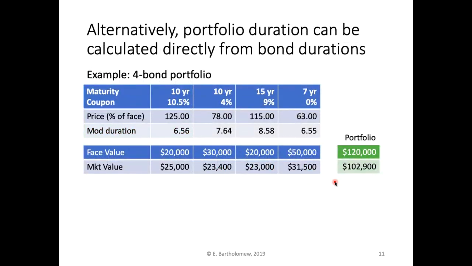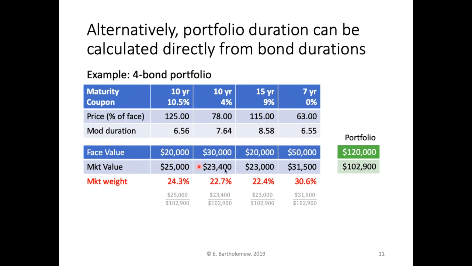Now, there's an alternative way of doing this calculation if we didn't have the portfolio DV01. Suppose we had the individual bonds and we had their modified durations. It turns out we can also calculate the modified duration by taking the weighted average of the individual bond modified durations. So how do we do that?